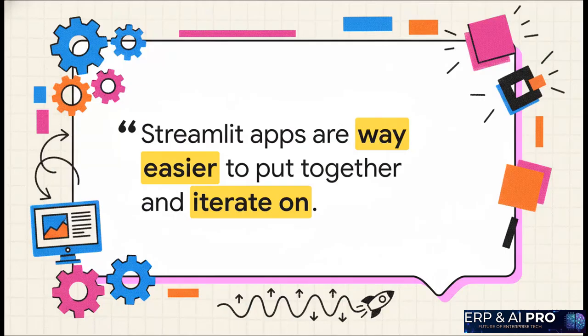And listen, this isn't just some theory. Huge companies are using it. Take this quote from Danny Nguyen over at Yelp. He says Streamlit apps are way easier to put together and iterate on. And that word, iterate, is so important. It just means you can quickly make changes and improvements on the fly, keeping your tools fresh and useful.